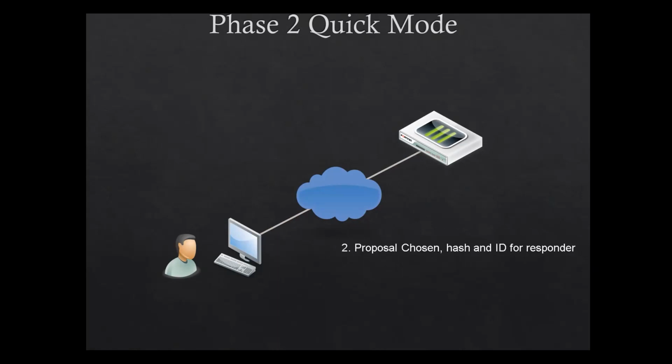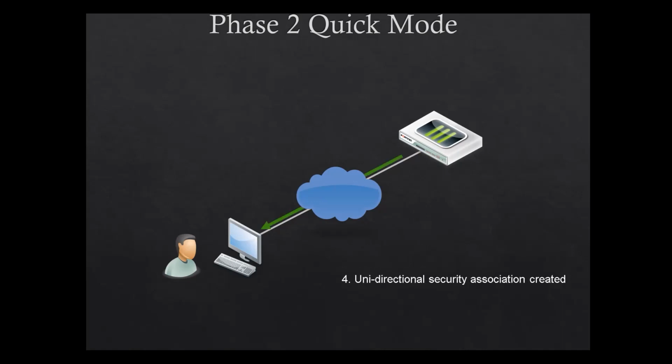So the proposal, chosen hash ID. You are going to go for the same process of encrypting the tunnels of the security association, but on phase 2. Hash for initiator is basically the same thing, where you are just making sure that your data is encrypted and you're hashing it.